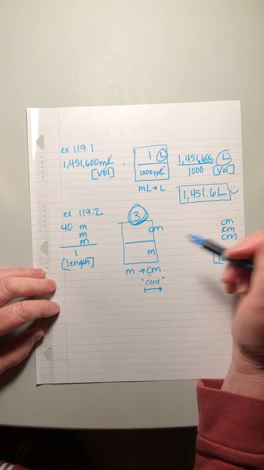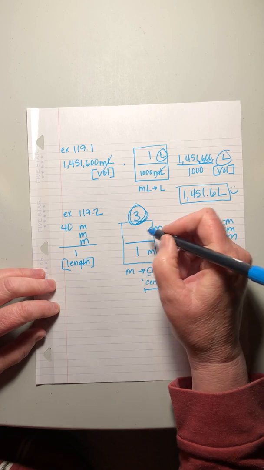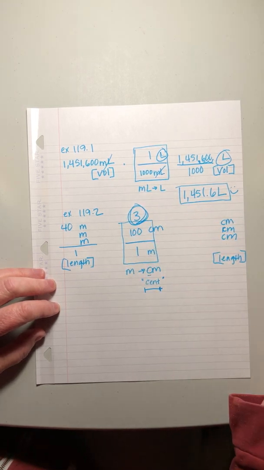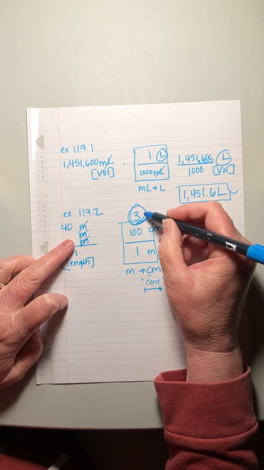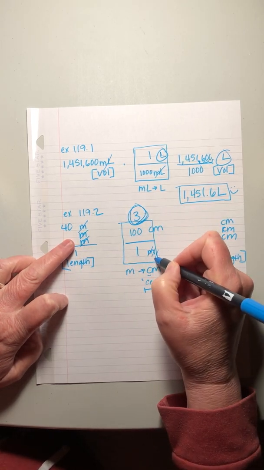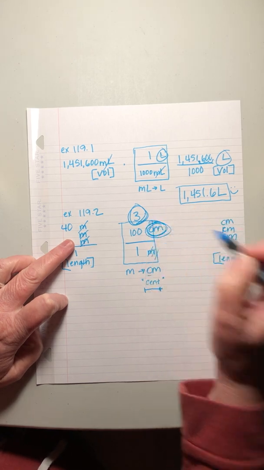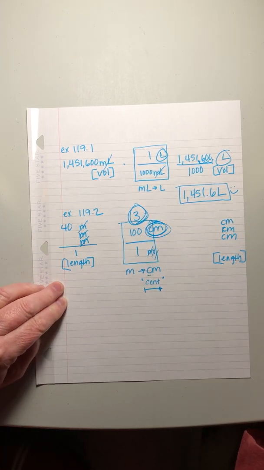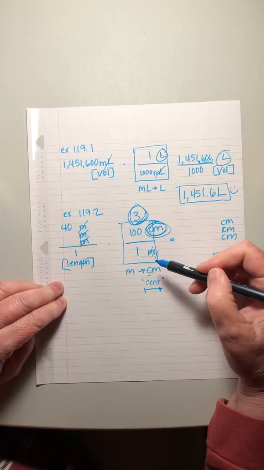Which is bigger, a centimeter or a meter? A meter's bigger. It's half a dad. 100 centimeters in a meter. Okay, now I can cancel. 1, 2, 3, and I'm doing this 3 times. So 1, 2, 3, and then I need 3 centimeters. 1, 2, 3. All right, and so I've got everything the way I want it, units-wise.